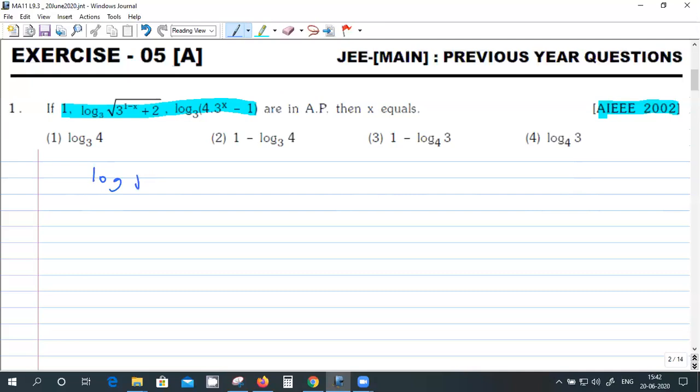So log of root of 3 raised to the power 1 minus x plus 2 equals twice of this thing, which is 1 plus log of 4 into 3 raised to the power x minus 1. So this is the equation for which you have to solve for the value of x. Okay, so you have to use the log properties. Can you proceed now? Yes, sir. This should give x.